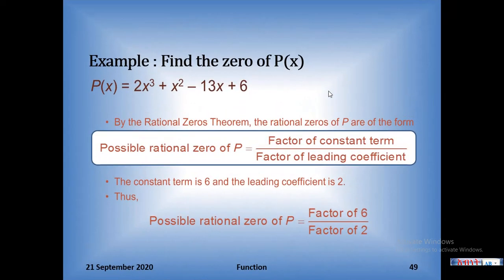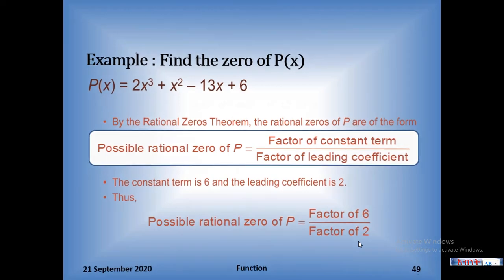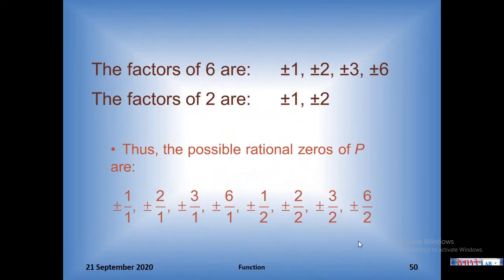Okay, finding the zeros of this: 2x cubic plus x squared minus 13x plus 6. By the rational test, take p, a factor of the constant term 6, over q, a factor of the leading coefficient 2. So the factor of 6 over 2 is 3. So list out the factors. Thus the possible rational zeros of p.